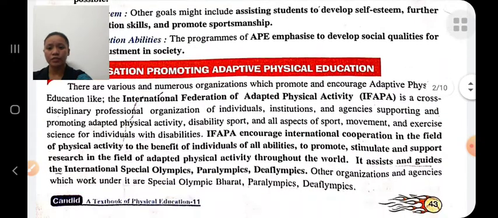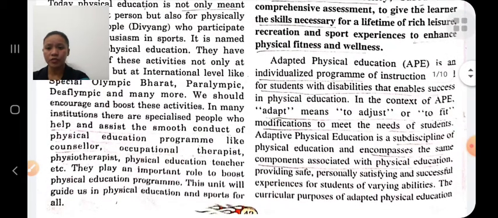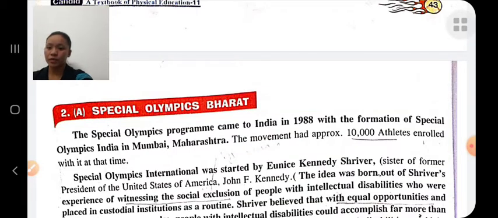There are various organizations which help to promote disabled persons, various institutions and specialized people who assist and help in the smooth conduct of the Special Olympic program, like counselors, physical education therapists, physical education trainers, etc. Next is Special Olympic Bharat. First it was known as Special Olympic Program, Special Olympic India, which came to India in 1988 with the formation of Special Olympic Bharat, and this name was changed into Special Olympic Bharat.